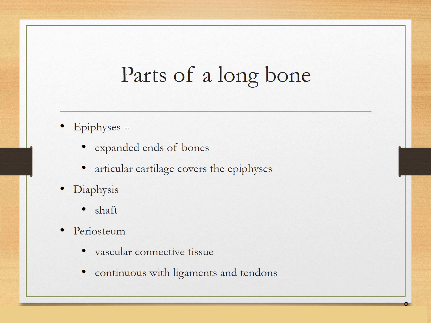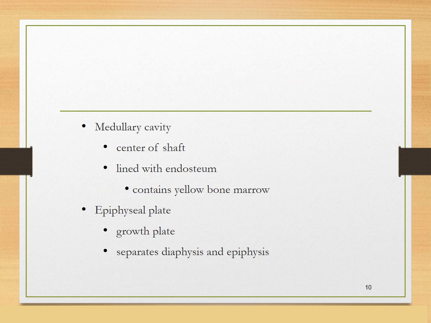Bones have a vascular connective tissue covering called the periosteum. The periosteum is continuous with ligaments that tie bones together and tendons which attach muscles onto bones. The center of the shaft of the bone has a hollow space called the medullary cavity. This is lined with the endosteum. This contains yellow bone marrow, which is a storage area for triglycerides.